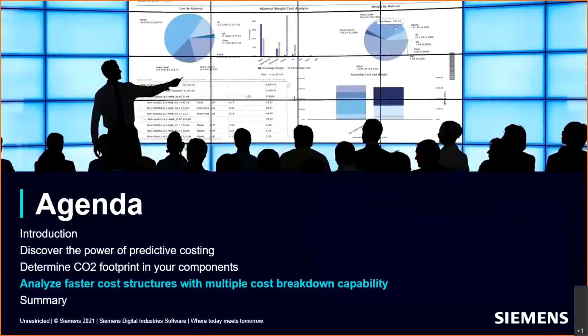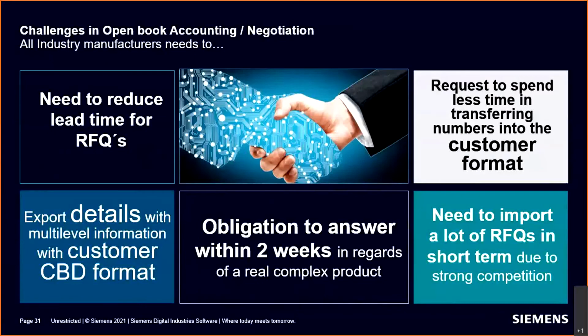Okay, and the last one, and this is nice to speed up the quotation time and analyze the cost structures faster. Now we have this multi-import cost breakdown capability. And this is because basically what we see is that you need to reduce lead times. You need to be faster, with an obligation to answer within 2 weeks. You need to put all details into the CBD format, into a customer CBD. It takes you hours to put them into any cost breakdown template. But you need to spend less time on this administrative, non-productive task.